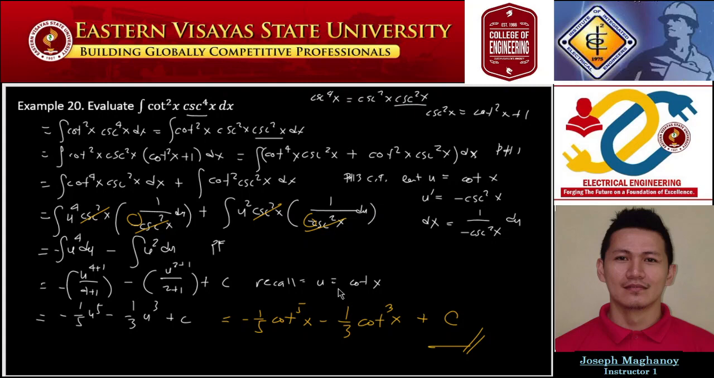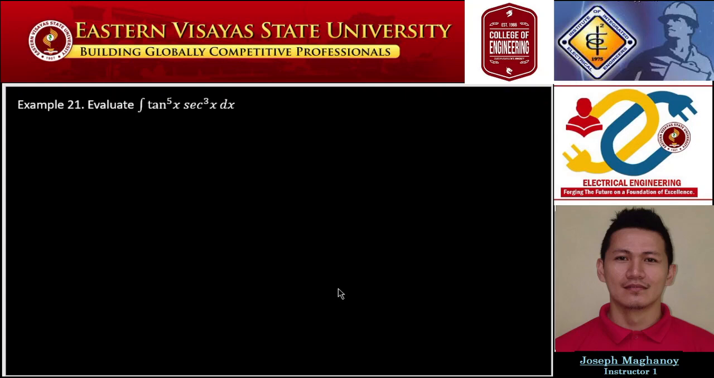Okay, so moving on to your next example, or your last example. So we are asked to evaluate the function, the integral of tangent raised to 5 x secant cube x dx. Okay, so we evaluate the power first so we can manipulate. We start with tangent raised to 5. If we're going to rewrite tangent raised to 5 x, we can write this as tangent squared x, squared. So that is already 4. So we still have 1 tangent x.